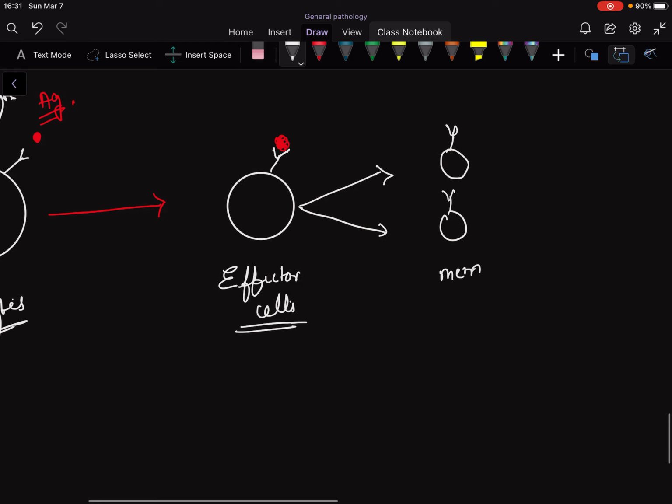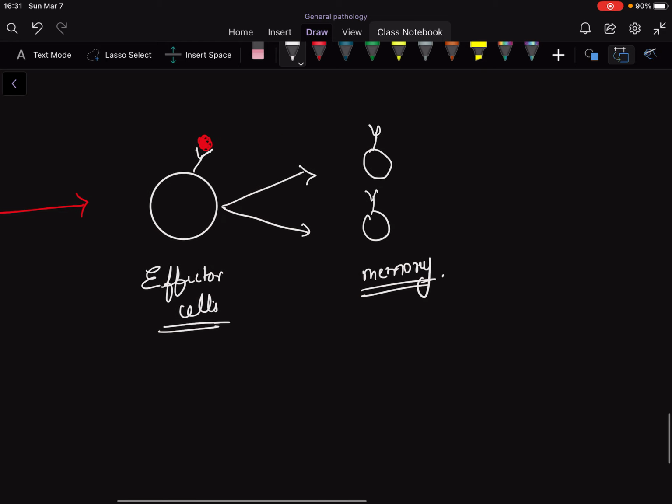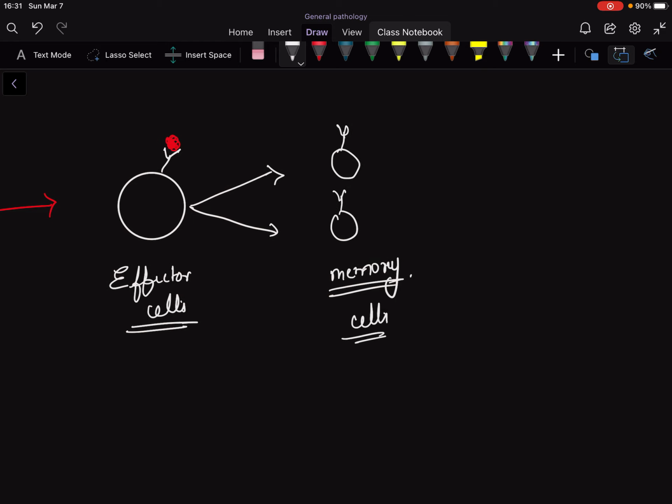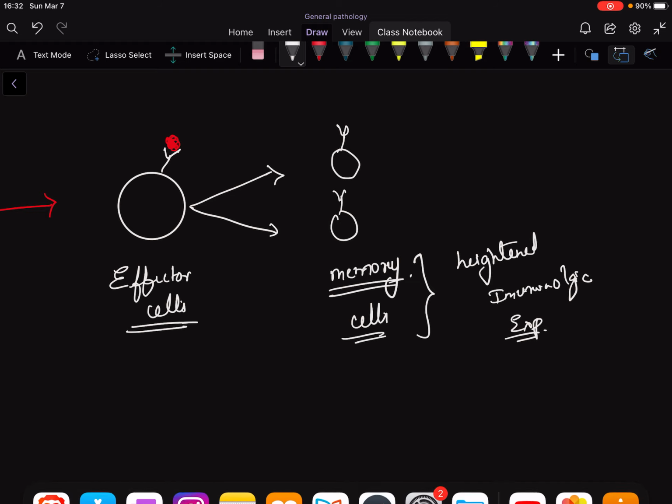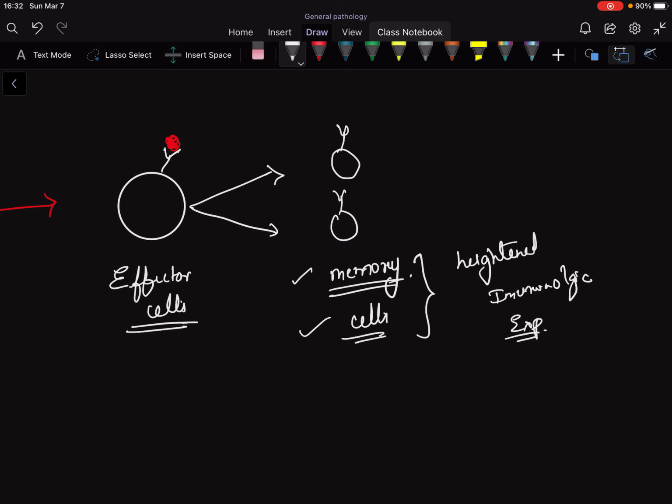These will remember the memory. It means this will remember, okay, this coronavirus has spike proteins, and these are called memory cells. Compared to other cells, they have heightened immunologic experience, and they are like 24 hours active. They are waiting for the virus to come, and they are ready to attack that type of virus. These are called memory cells. So this was about adaptive immunity.